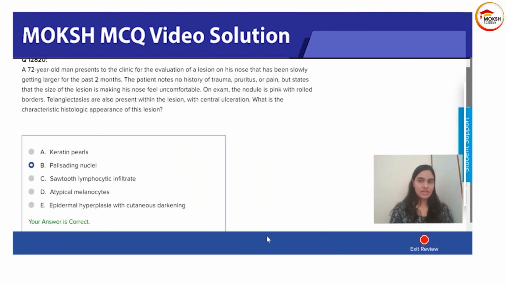This is basal cell carcinoma here, and the description is a pink nodule with rolled borders. This is very classic for basal cell carcinoma. Another one is telangiectasias. So whenever you see telangiectasias or rolled borders, a pink fleshy nodule, this is classic for basal cell carcinoma of skin. And the histologic finding here is palisading nuclei.